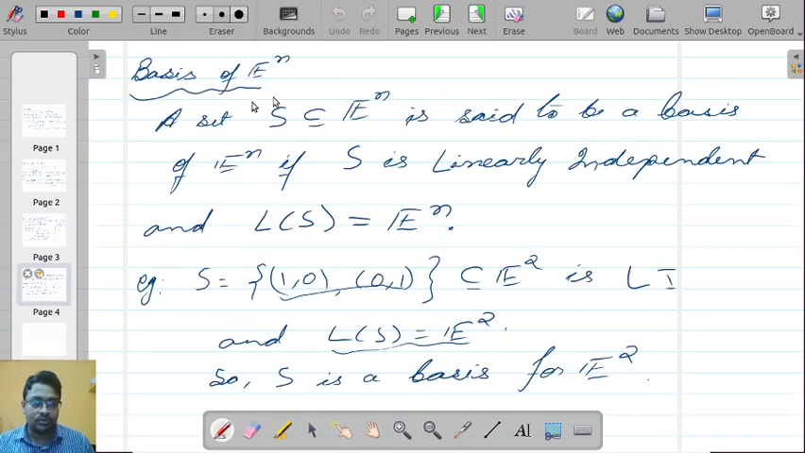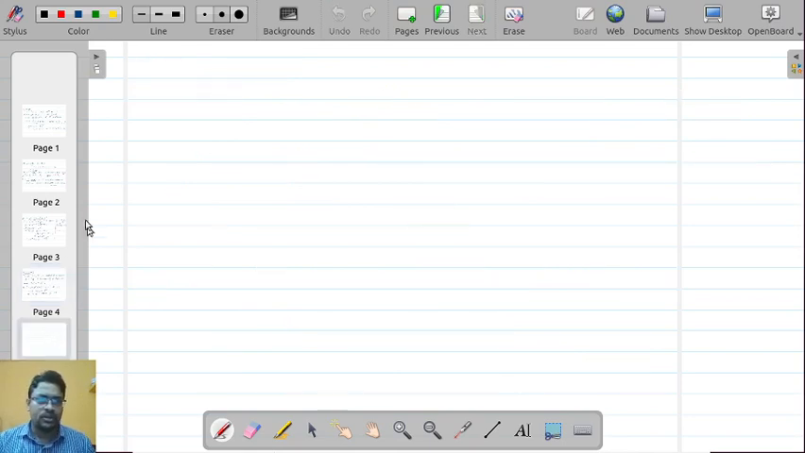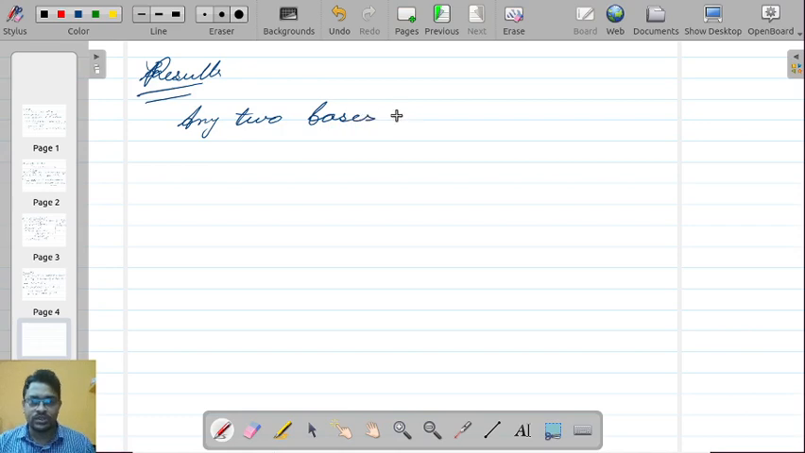Here in LPP, whatever spaces we are considering are just finite dimensional spaces. In a finite dimensional space, the number of elements in a basis is finite. Whatever spaces we are considering are actually n dimensional spaces, so the number of basis elements will be finite. You can take this as a result: any two bases of E to the power n have the same number of elements.